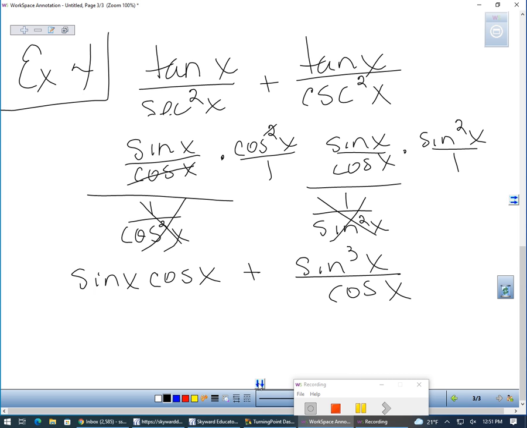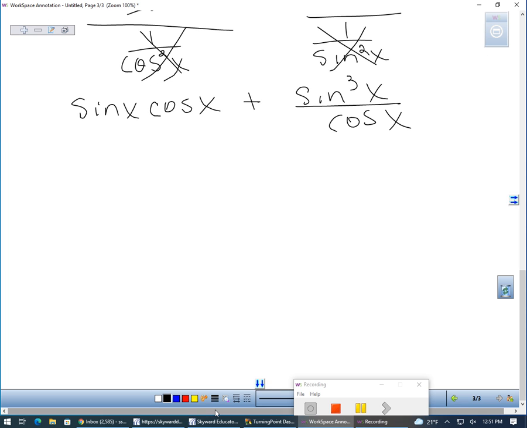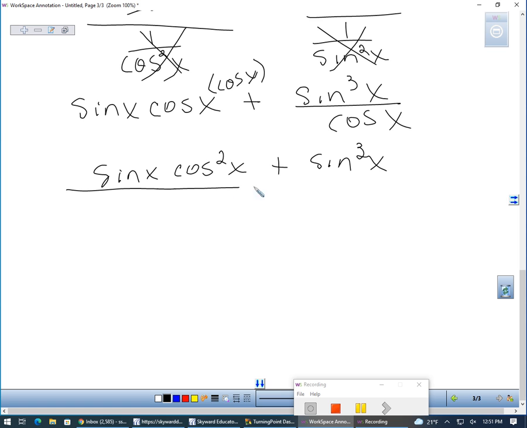I'm just going to move this up a little bit so everybody in the back can see. At this point, we have a term and one with a fraction in it, so we need a common denominator. I have to multiply the first one by cosine x. So I'm going to have sine x cosine squared x plus sine cubed x, all over cosine x. We're still good?